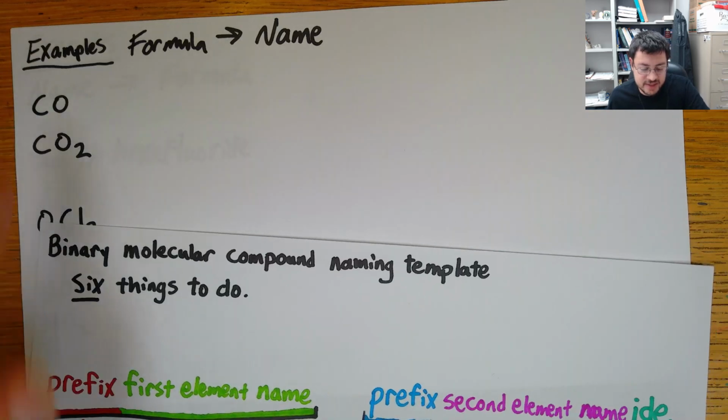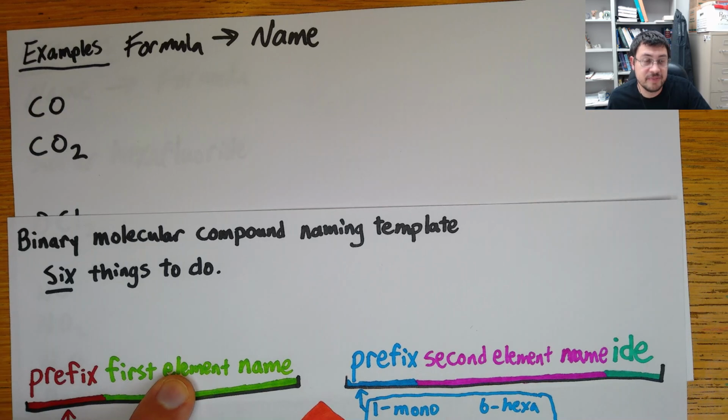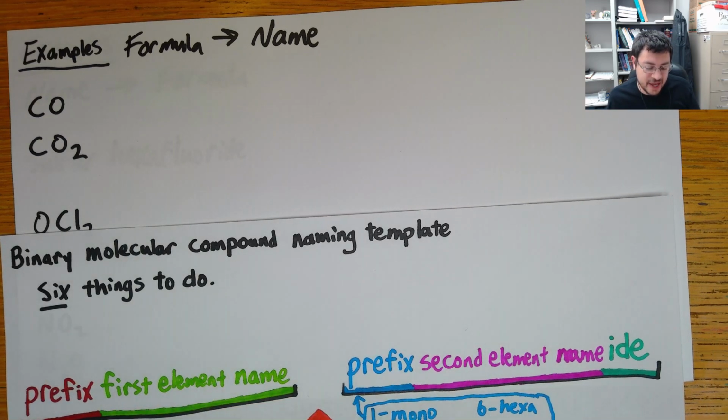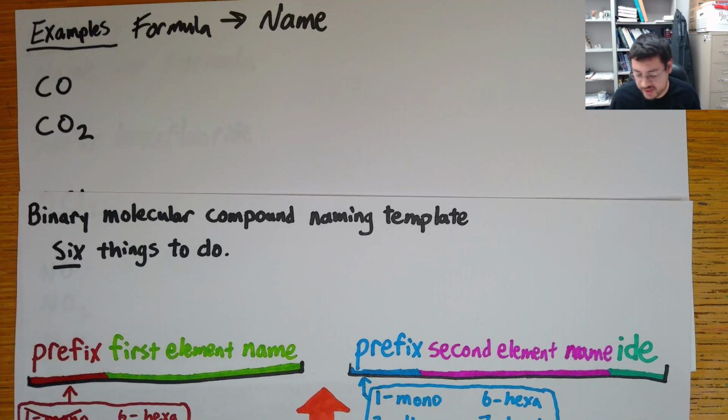Like CO, carbon, oxygen. Carbon would be your first element. Oxygen would be your second element. I'm not going to have them play games of like, was this written in the right order or not? I'm not too interested in that.